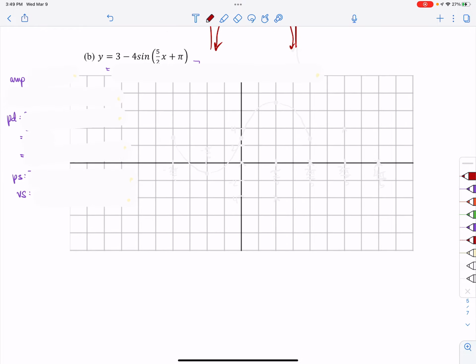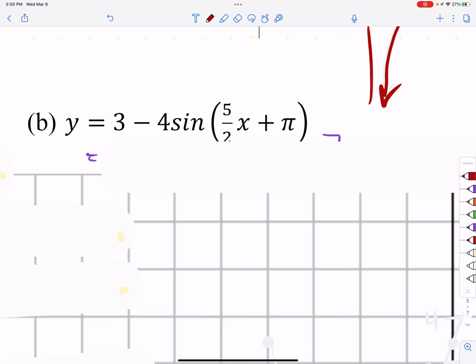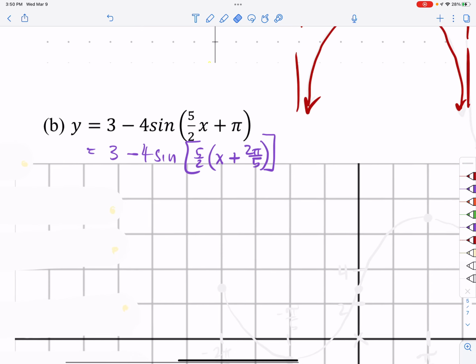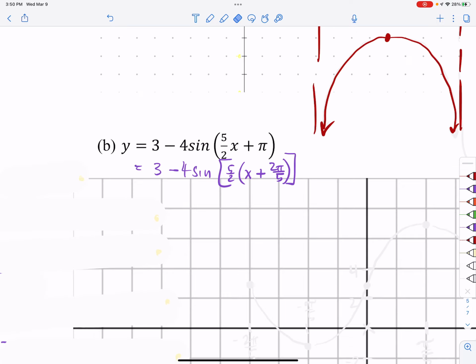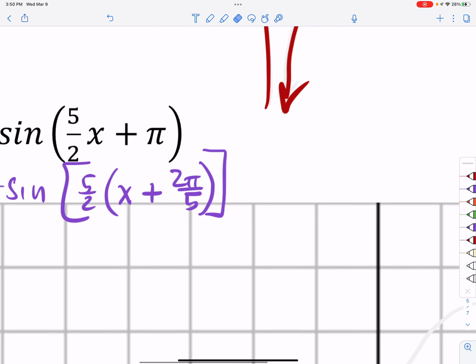Okay. All right. Now, this is one where you notice that I need to factor out that B value. Okay. So anytime your B value and your X are connected like this, you need to factor the B value out of both of these terms. So that's going to be the very first thing that we want to work with here. So when I factor that out, I'm going to have 3 minus 4 times the sine of 5 halves times the quantity x plus 2 pi over 5. Now, I didn't show my work on this, but just remember that factoring is done by division.